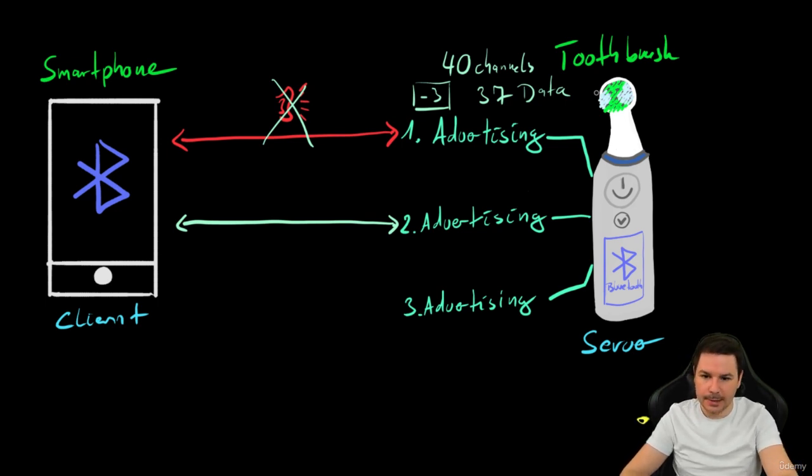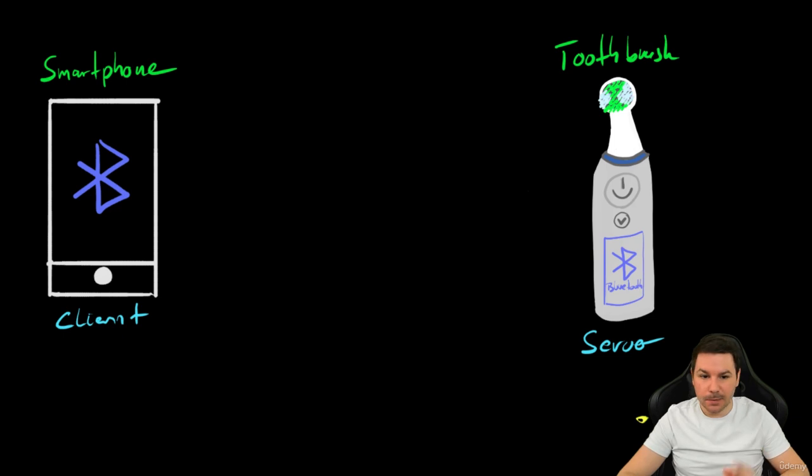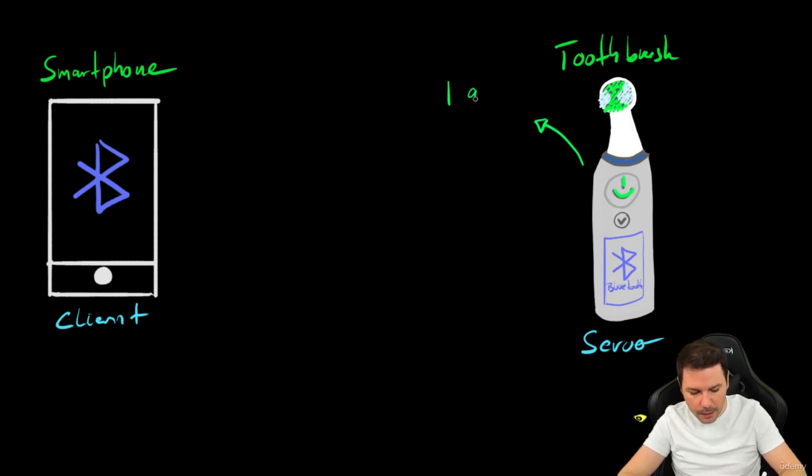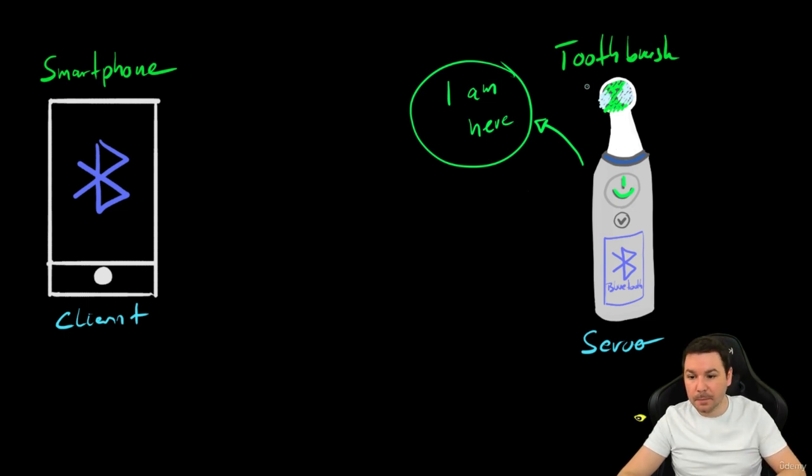Alright, let's clean this. Okay, so now we have our smartphone and the toothbrush, and the way the communication works on a high level is as follows. So if we turn on this toothbrush, here we can see it's being pressed, then this one is advertising itself and telling everyone I am here. Alright, the smartphone, which is the client, needs to scan for those devices. So the smartphone needs to look if a toothbrush is near around us.